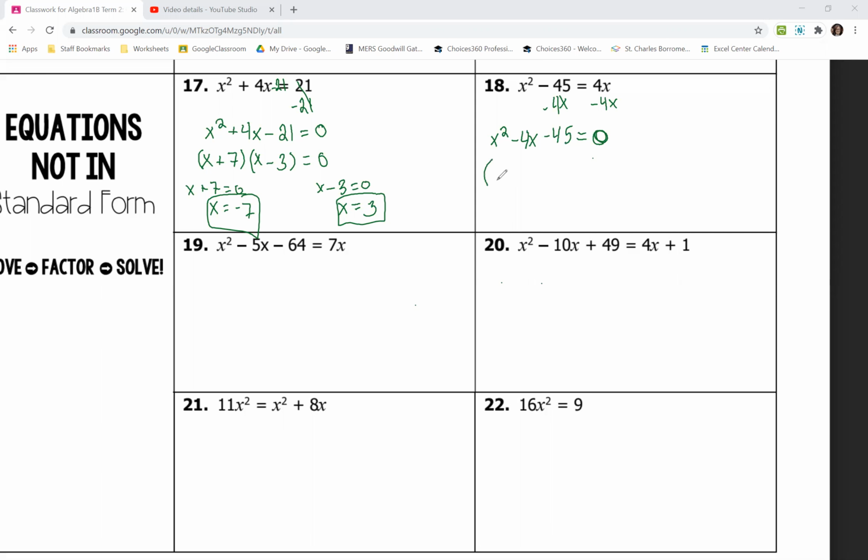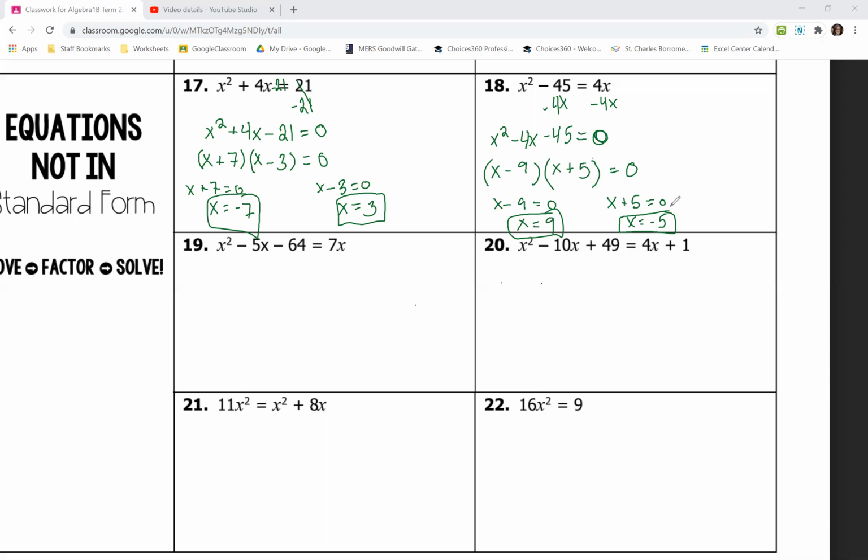Okay, so it's a trinomial, so it's going to factor into 2 binomials. Its leading coefficient is 1, so I got to use the shortcut method. 2 numbers that multiply together to give me negative 45, add together to give me negative 4. I think a negative 9 and a positive 5. Set each piece equal to 0. Okay, and so here we have x equals a positive 9 and x equals a negative 5. All right, number 19, right?